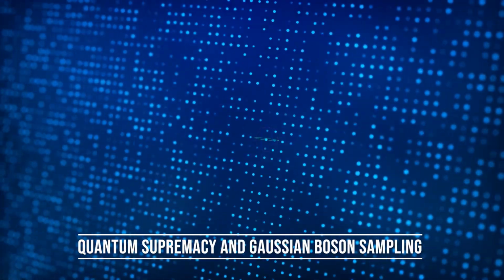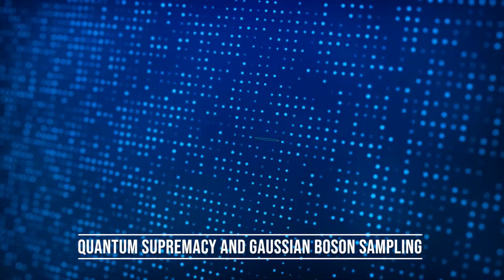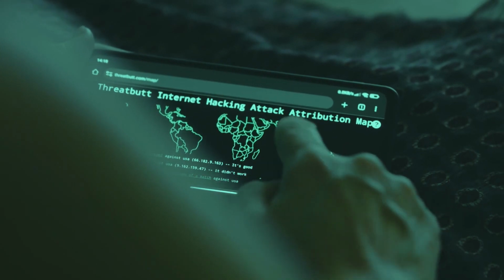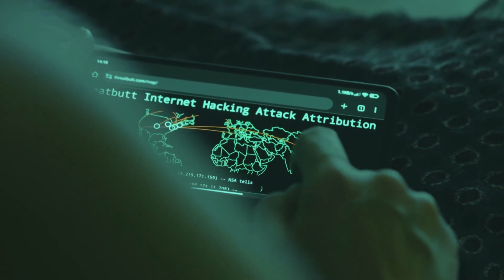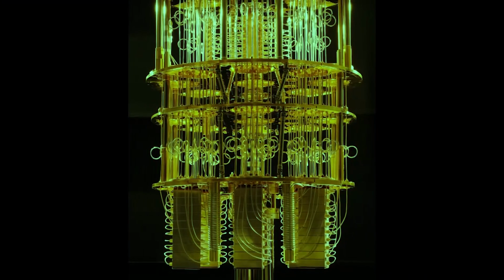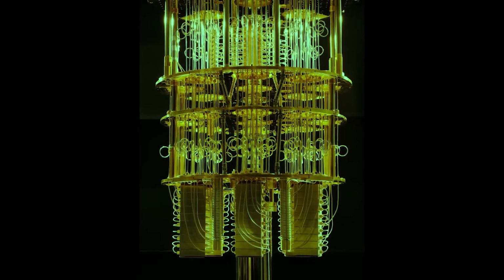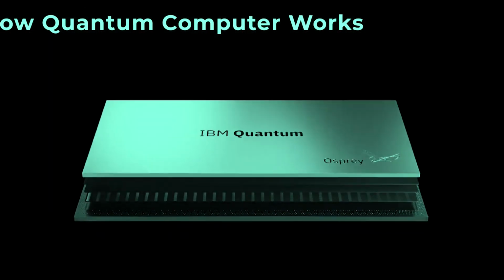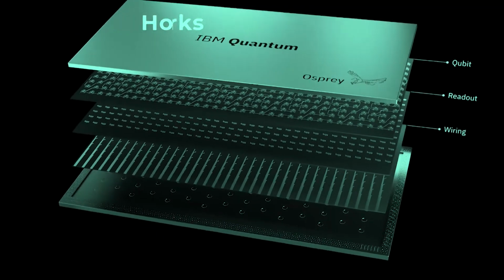Quantum supremacy and Gaussian boson sampling. Jiuzhang 3.0's prowess is most evident in its ability to solve Gaussian boson sampling problems. Gaussian boson sampling is a mathematical model suitable for quantum computation. This model is a critical benchmark for quantum computers, as it demonstrates their computational capabilities.